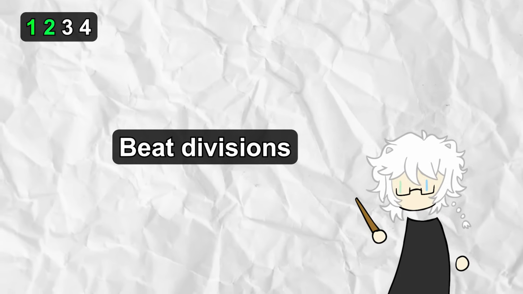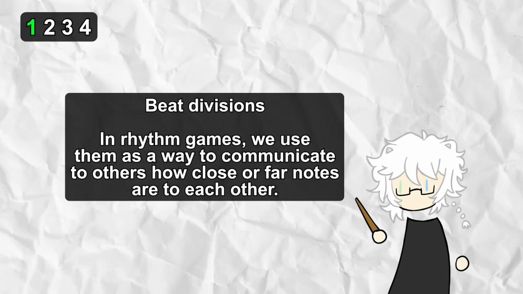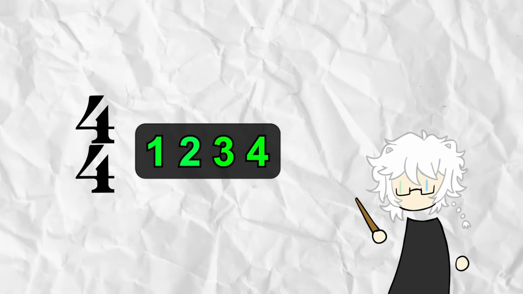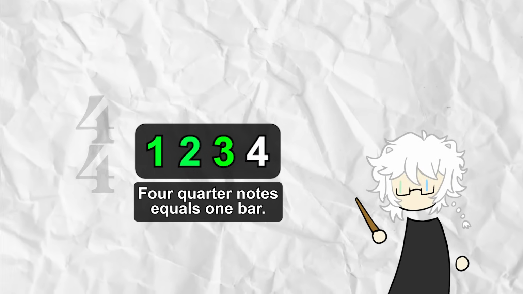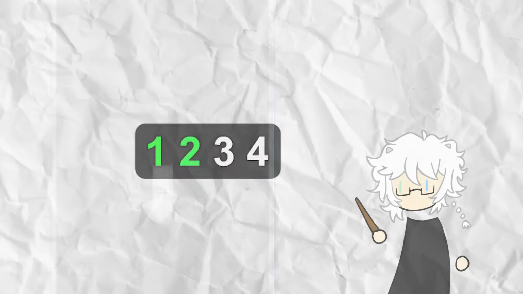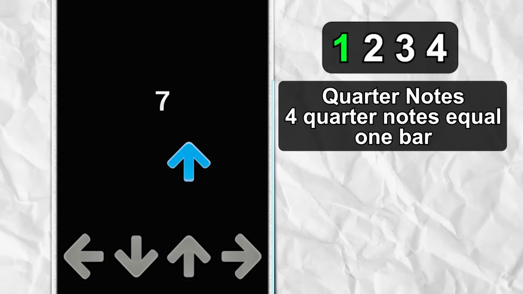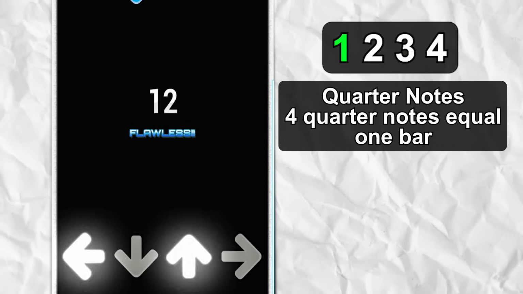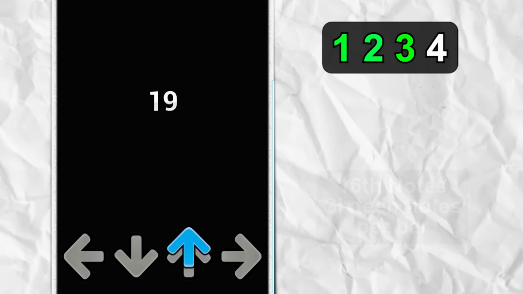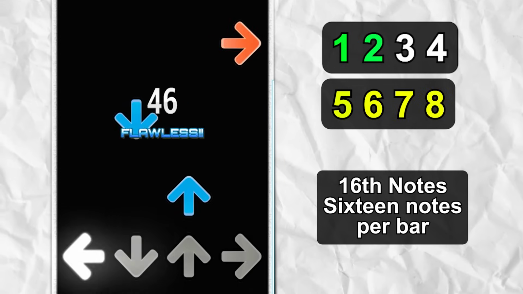Let's talk about beat divisions. As far as rhythm games go, they're basically a way to communicate to others how close or far notes are to each other. So in common meter music, aka 4/4, there are 4 beats in a bar. You can divide this bar into divisions. These divisions are what we normally refer to. For example, quarter notes play 4 times in a bar. The distance between them would be a fourth apart. 16th notes play 16 times in a bar, and the distance between them would be 16th apart. These divisions can really go as high as you want, really.